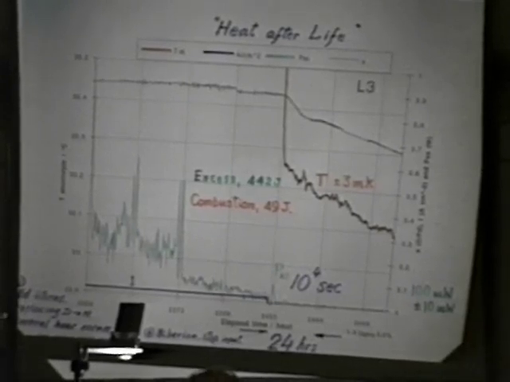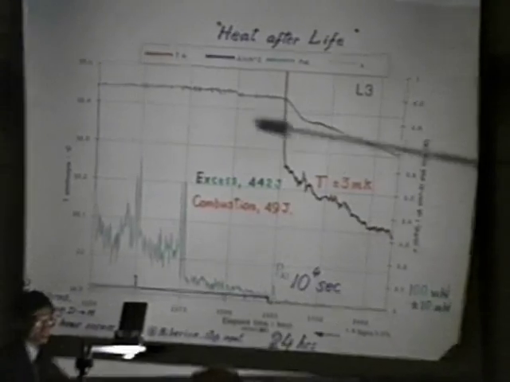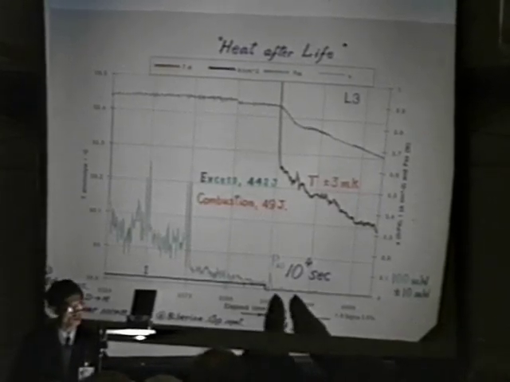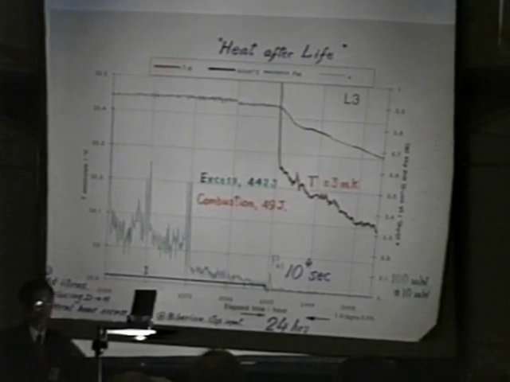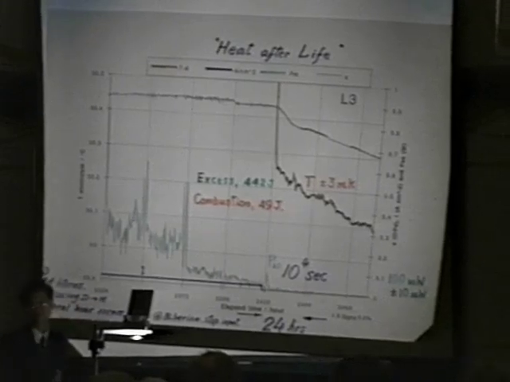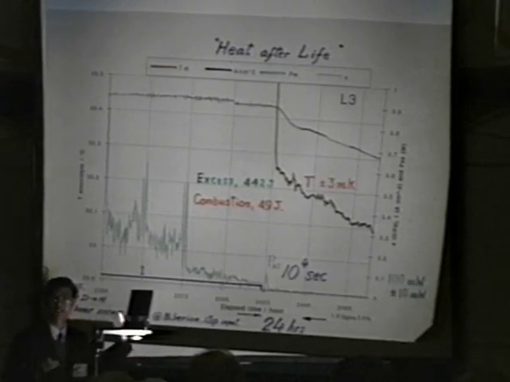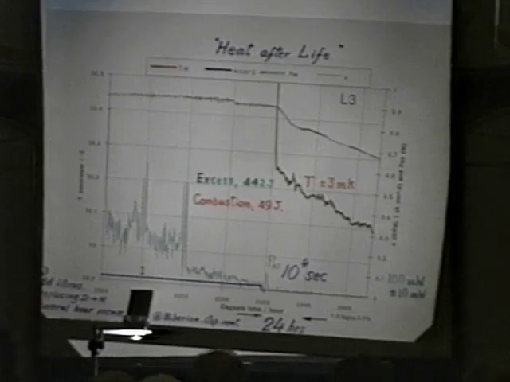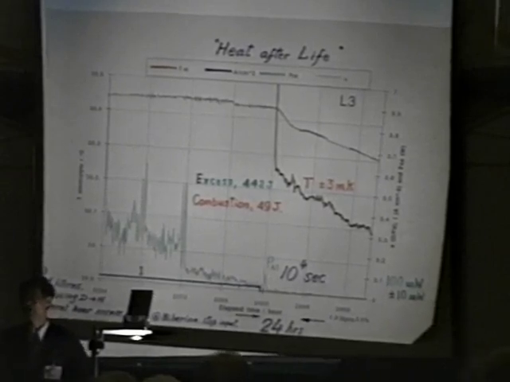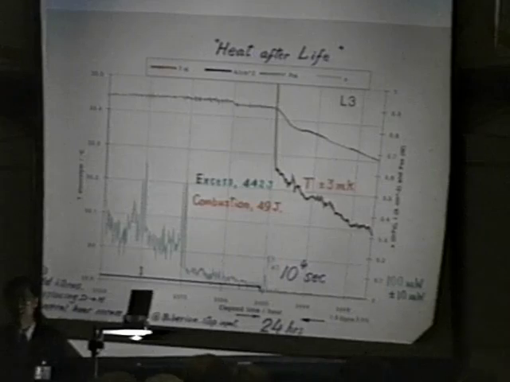How much is the energy? We can calculate based on the loading ratio. The deuterium available in this period for burning, we calculate from the loading ratio change. It's about 49 joule. We calculate the excess heat from the time period and the height. It's 442 joule. So it's an effect of 10. So this is a state releasing energy of non-chemical origin. It's a long lifetime, 10 to the 4th second.